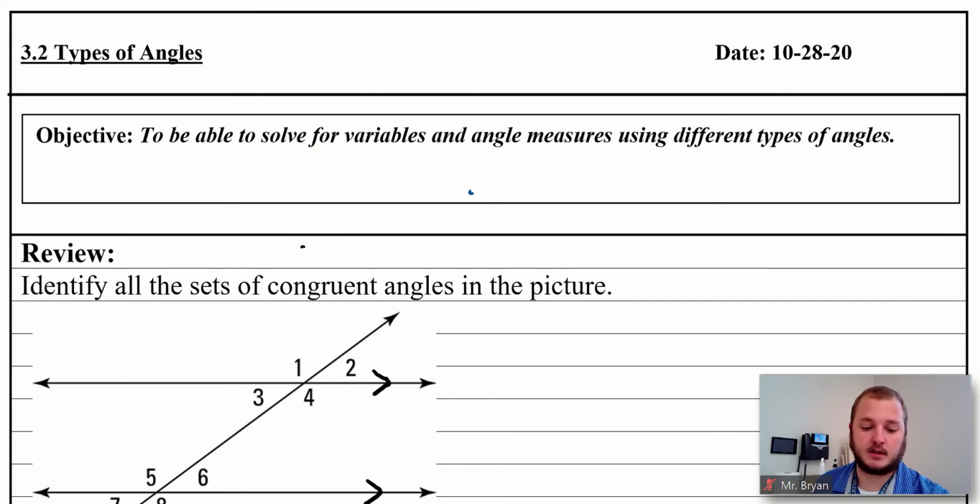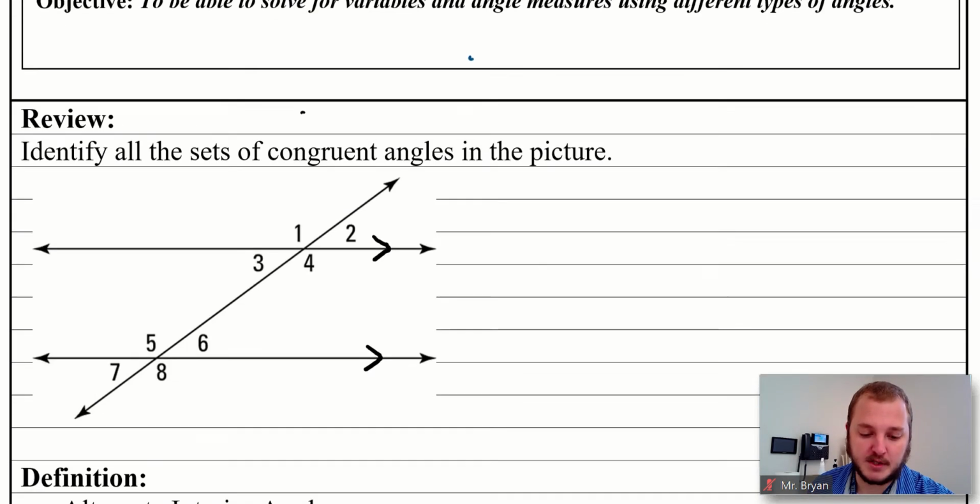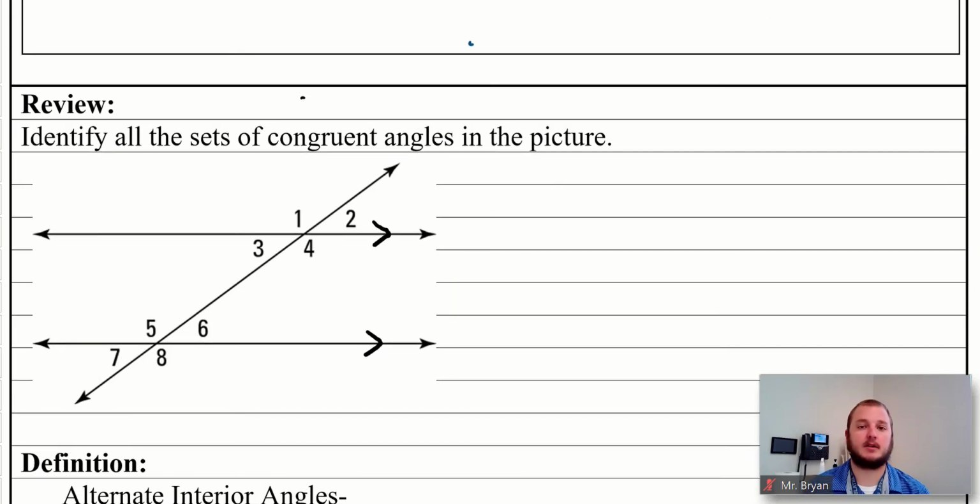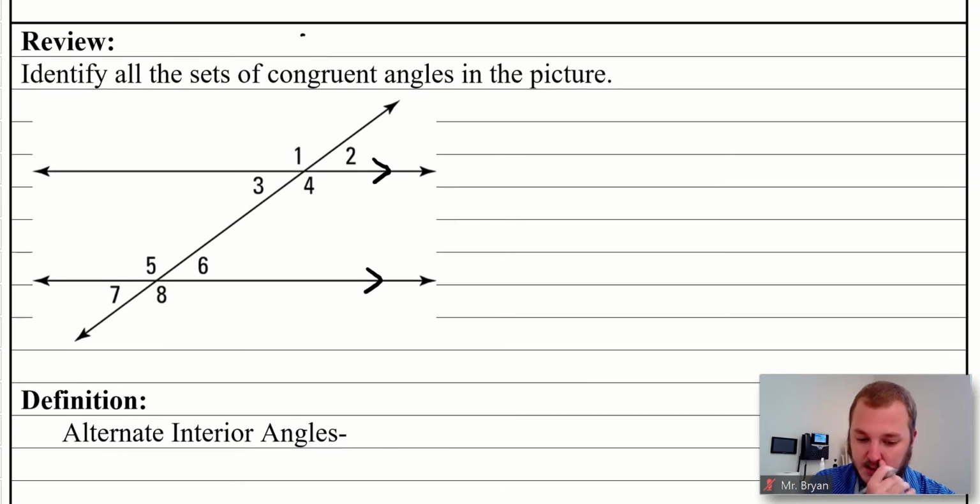First thing I'll have you do here is a little review. I mentioned this earlier, but we're going to see this kind of diagram a lot. So I'll give you a second. I want you to pause your video and sketch this diagram for me. Okay, so hopefully you have this sketched here. I want to identify all the sets of congruent angles in this picture. So let's start with angle 1.